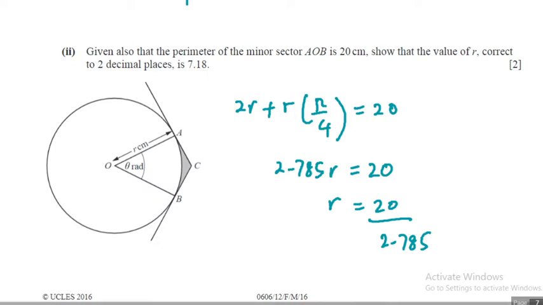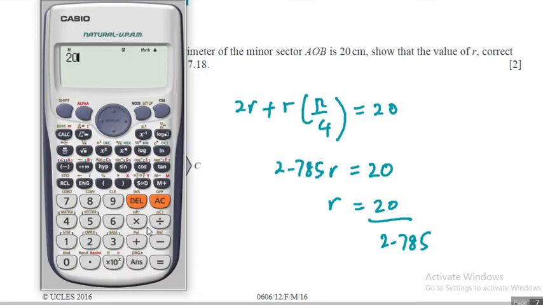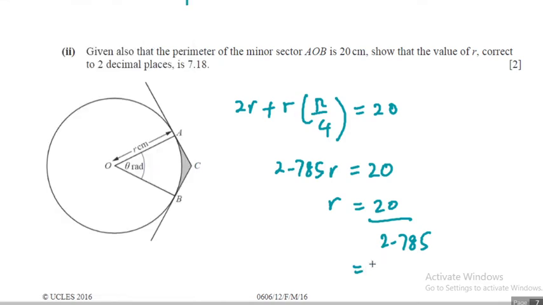When we press the calculator, we will get 20 divided by 2.785. So we will get, hopefully, 7.18. Yay! Isn't that the same? 7.18, 7.18. So R equals 7.18. Okay, it is shown.